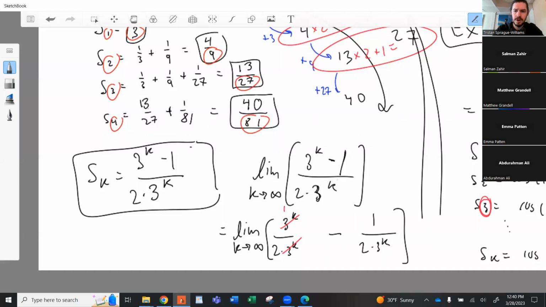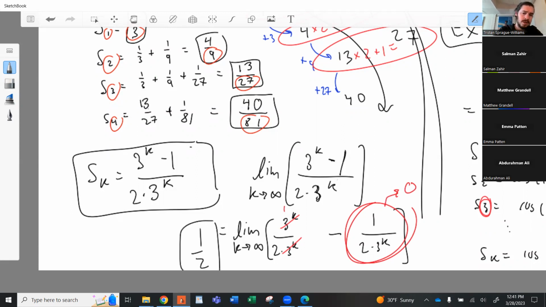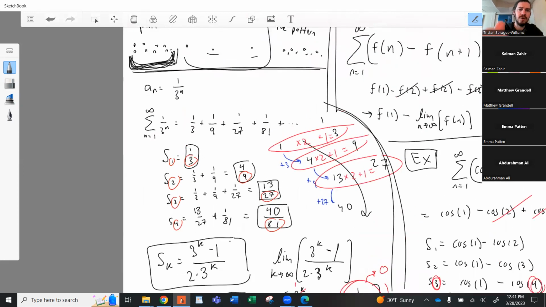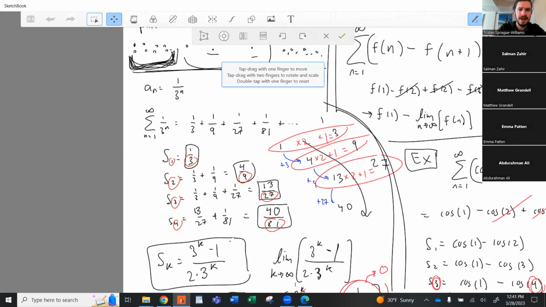Then this term, 1 divided by 2 times 3 to the k, as k goes to infinity, 3 to the k is going to approach infinity, and we have 1 divided by bigger and bigger numbers. So that is going to approach 0. And so we just get 1/2 from the first term minus 0 from the second term. So we have 1/2. This series sums up to 1/2. It converges to 1/2.